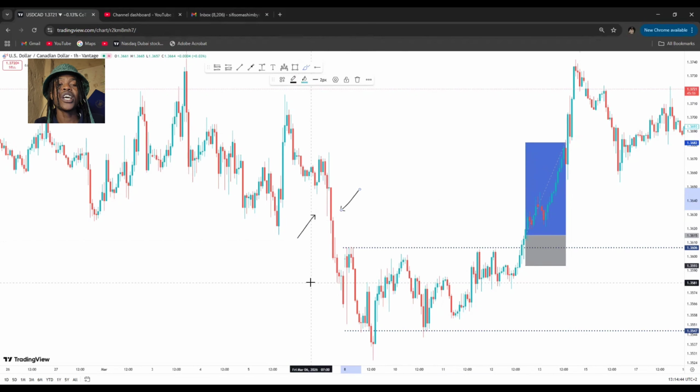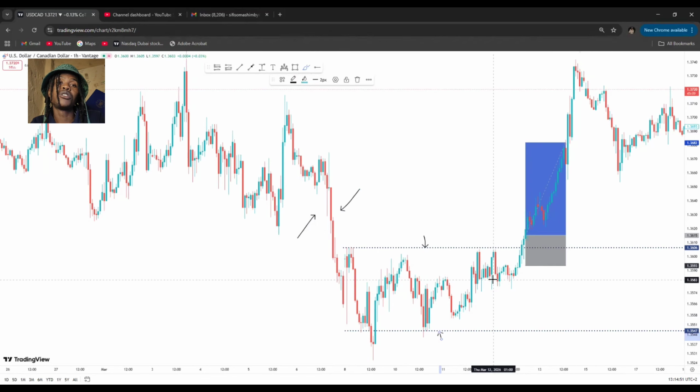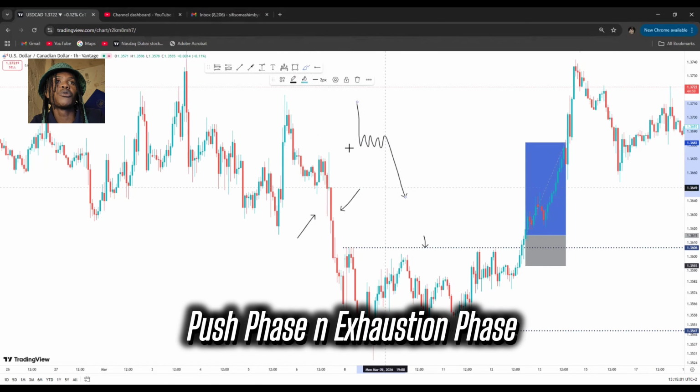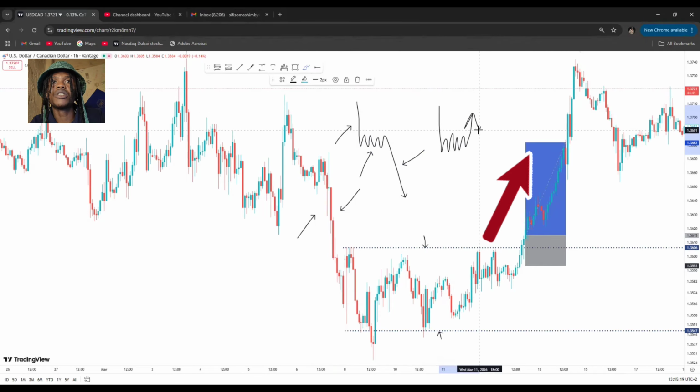Price was looking bearish until price started holding highs and holding lows. With price holding highs and lows, there's a few things you guys need to understand. From a bear structure, once price starts holding a range, there's a high possibility of a continuation to the downside, because this is a push phase, an exhaustion phase, and there's a high possibility of a continuation push phase. But at the same time, price can give you a bear range, and instead of giving you a bear continuation, price does what? Gives you a bullish reversal.